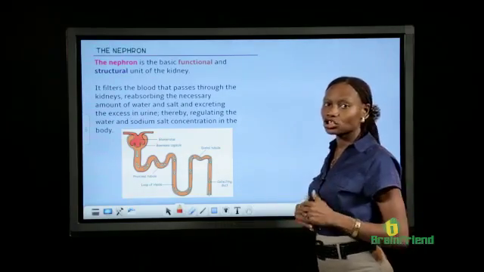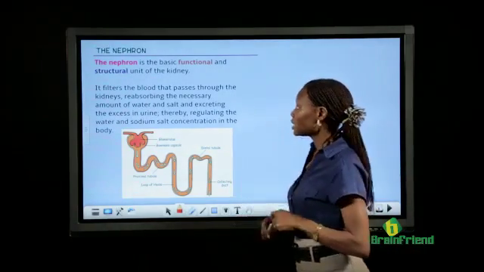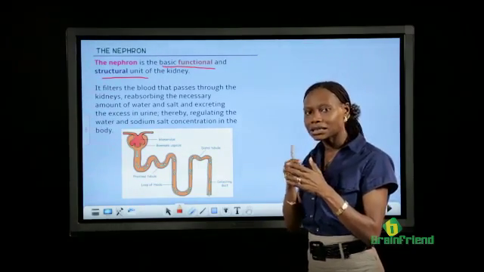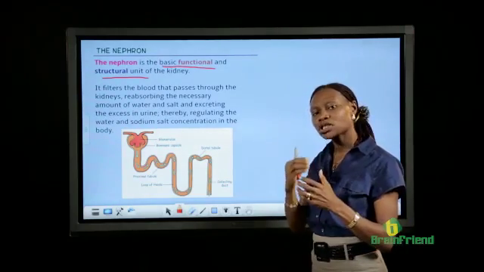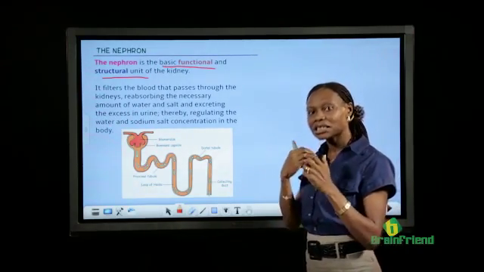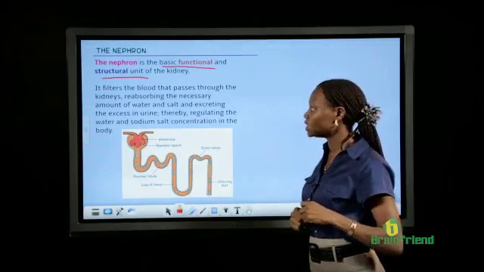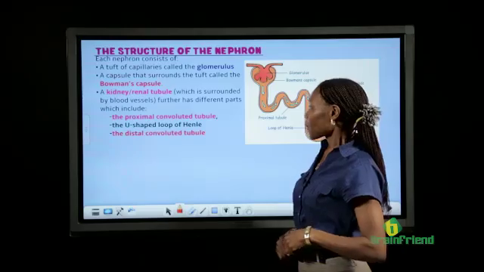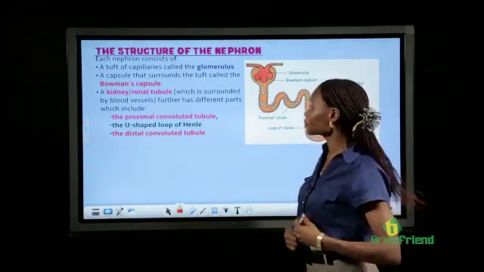Remember, we talked about tiny structures known as nephron. What is a nephron? The nephron is the basic functional and structural unit of the kidney. By basic functional and structural, we mean that these nephrons are the key parts that make up the entire kidney. They are the ones responsible for filtering and gathering these waste products out of the body. Nephrons filter the blood that passes through the kidney. Where necessary, it reabsorbs the things the body still needs and gives out everything that should be excreted in the form of urine.